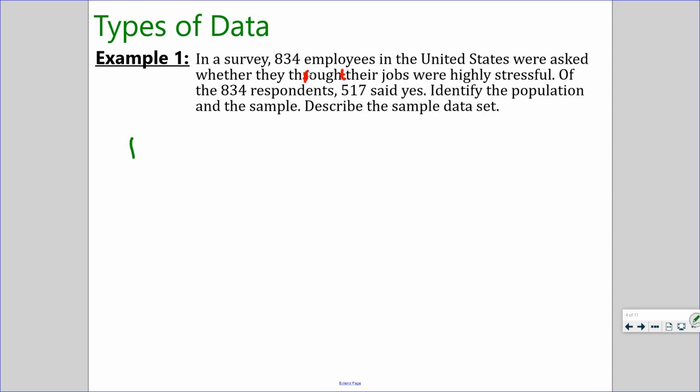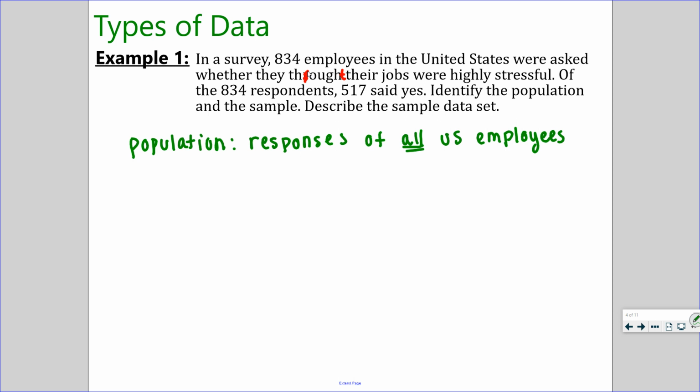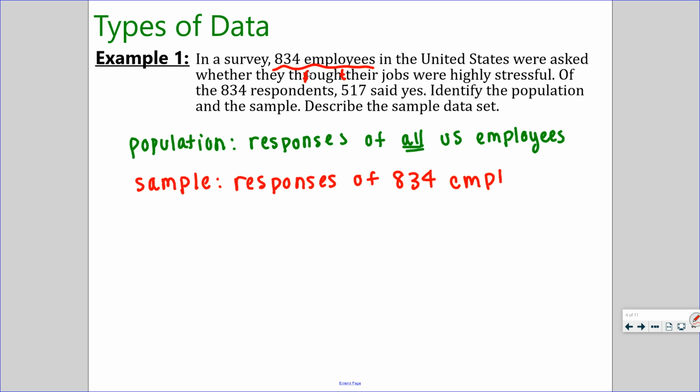Okay, so my population, I'm trying to look at all of the employees in the U.S. So it would be responses of all U.S. employees. That'd be my population. That's what properties are being studied here. Well, my sample, the part I actually survey here, would be those 834 employees. So the responses of 834 employees. And obviously that's just a part of the whole population of US employees.